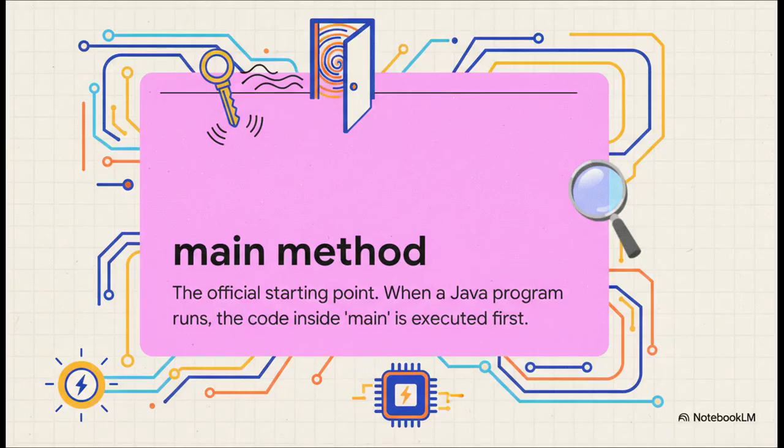Now for the most important part of our foundation, the main method. Think of this as the front door to your house, or maybe the ignition switch in your car. When you tell your computer to run the program, it immediately looks for main and just executes whatever code it finds inside those curly braces. This is where all the action begins.